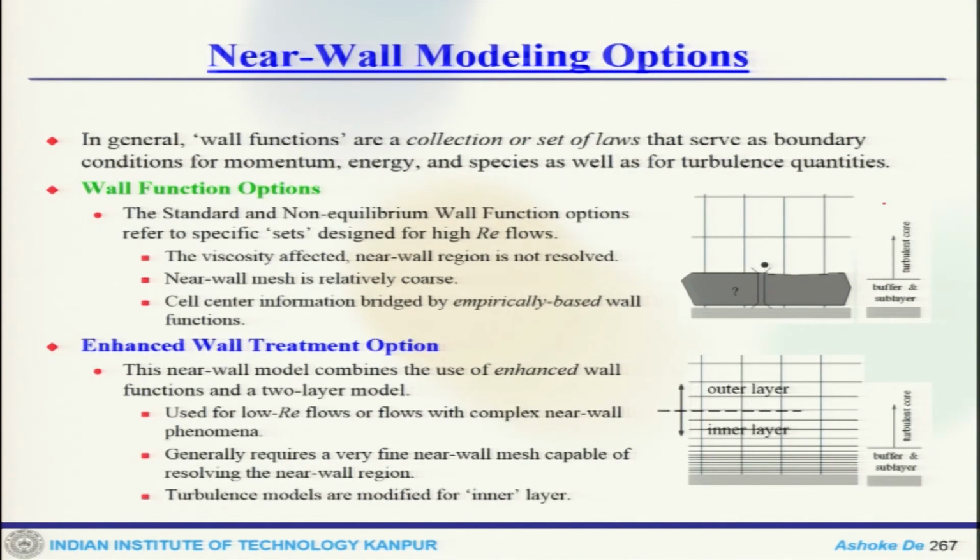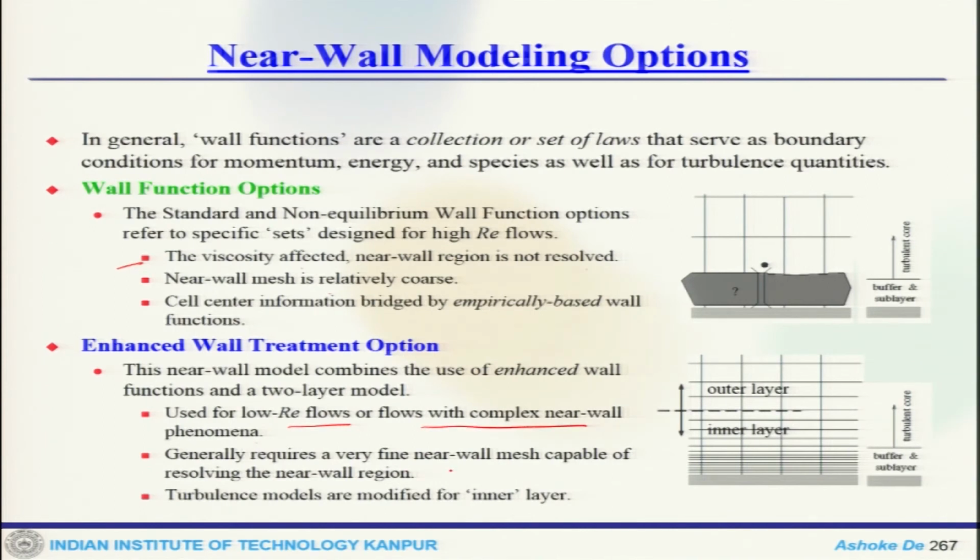if you look at this, this is the buffer layer, and this is the inner layer and outer layer. So it depends on the mesh resolution. For the wall function options, the standard and non-equilibrium wall functions are designed for high Reynolds number flow. There the viscosity-affected near wall region is not resolved, so the near wall mesh is relatively coarse and the model is empirical based. And if you go for the enhanced wall function situation, then it is used for low Reynolds number flows or flows with complex near wall phenomena.